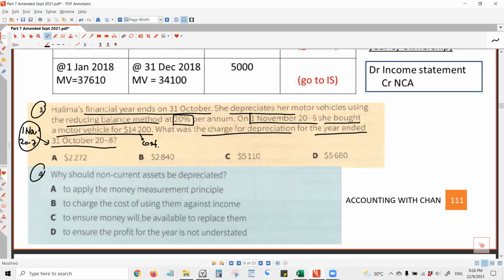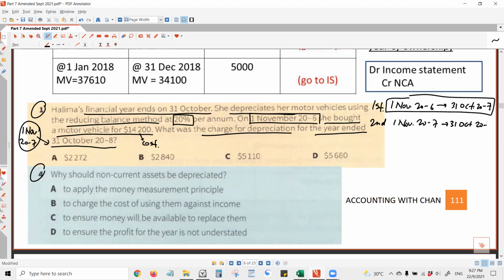When did you buy it? You bought it on 1st November 20-6. Until the year end, it would be 31st October 20-7. Are you looking for this year's depreciation? Answer is no. This is the first year. Dates are very important in this accounting subject. The question is actually asking for the depreciation for the second year. That's the trick for this question. Once you have written the timeline, you can understand you are looking for the second year's depreciation.